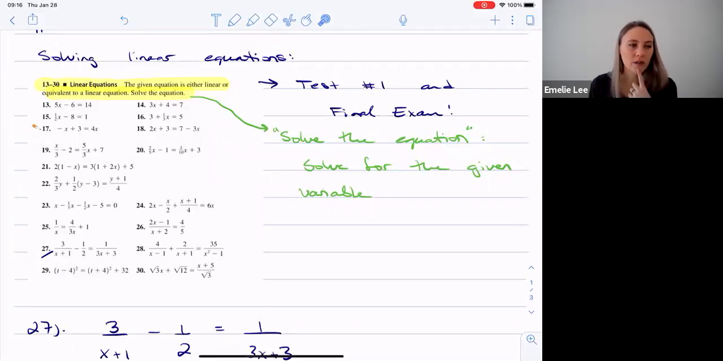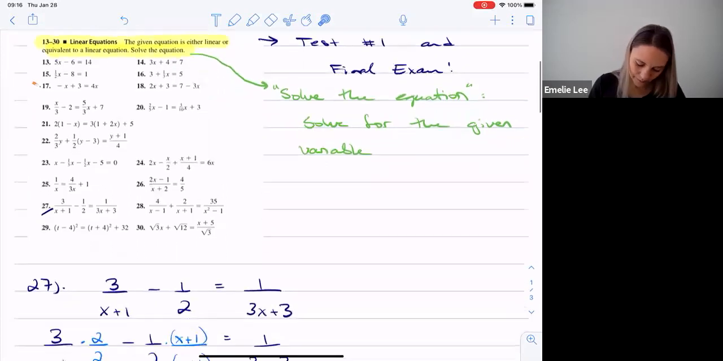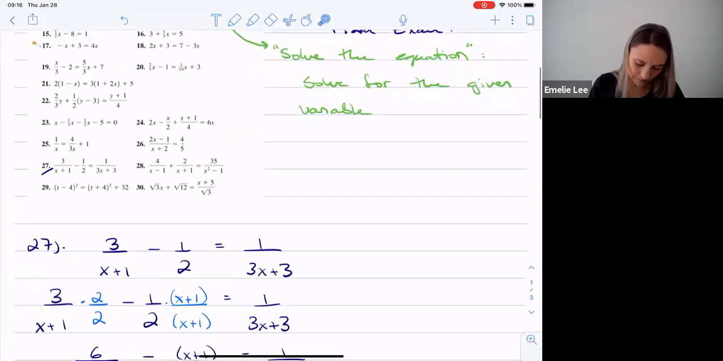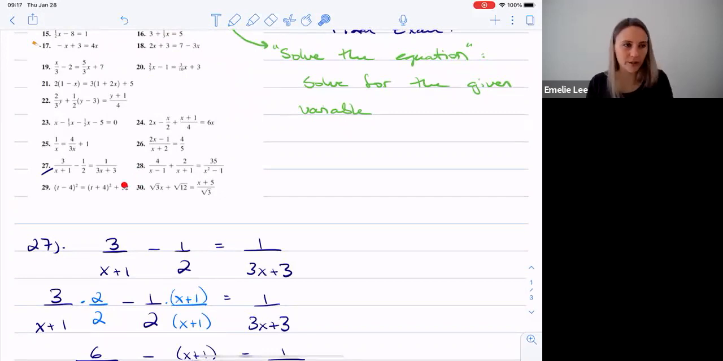Okay, good. Like I said, definitely try 28 on your own because it's potentially the hardest one on here. But like I said too, it's very similar to 27, which is the one that we just did, right? So just try that on your own. Okie dokie.